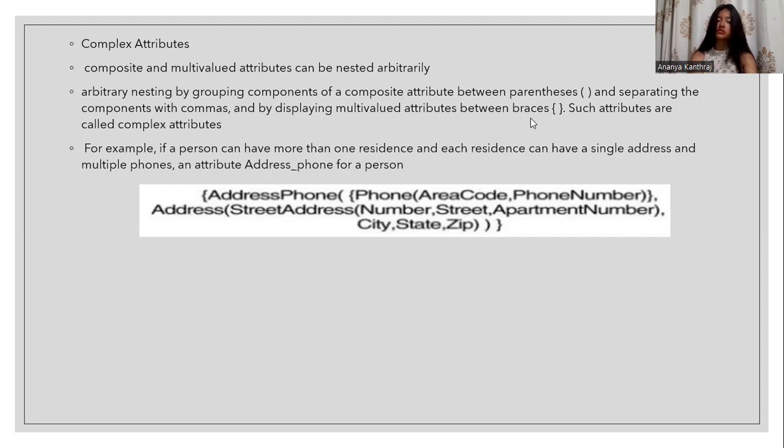Here is an example shown with the help of parentheses and braces: address phone, in parentheses, then braces, phone, which includes area code and phone number, then closing the braces and parentheses. Then we start with the address, which includes street address, and the street address includes the number, street, apartment number, city, state, zip code, etc.